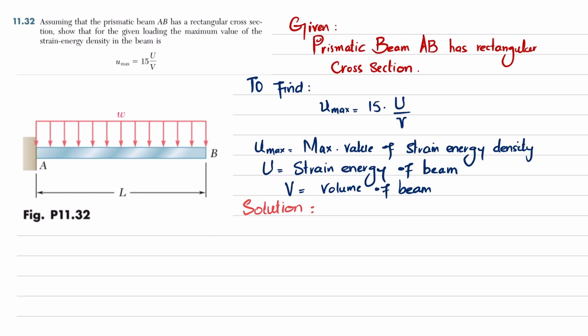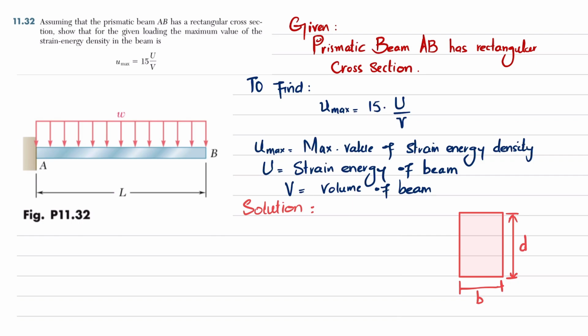As we are given that the beam has a rectangular cross section, first let us draw this rectangle, where this width is equal to B and this height is equal to D, and this is the rectangular cross section of the beam. So our first step is to find the strain energy of the beam.